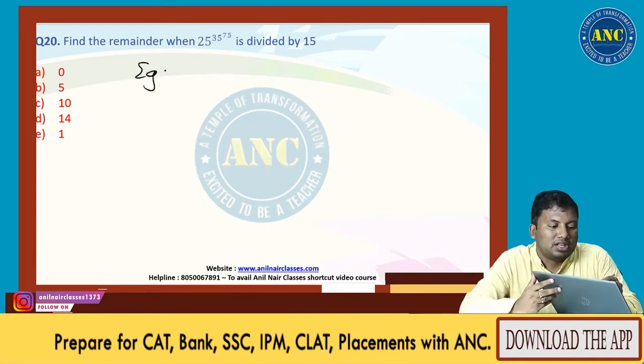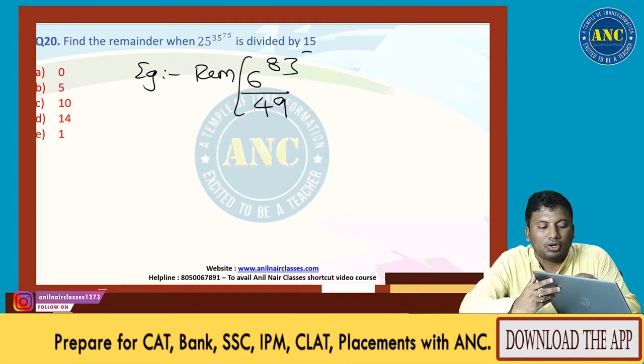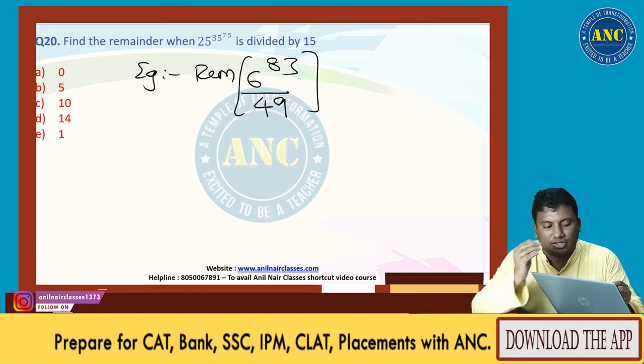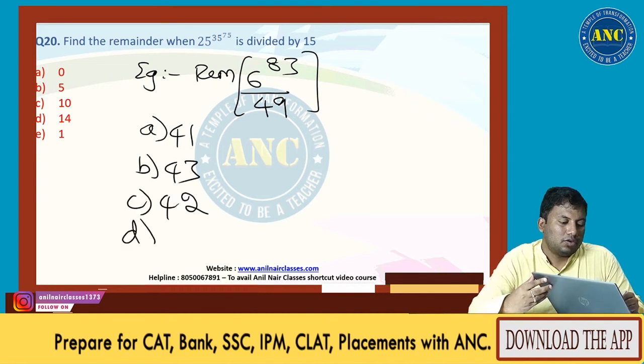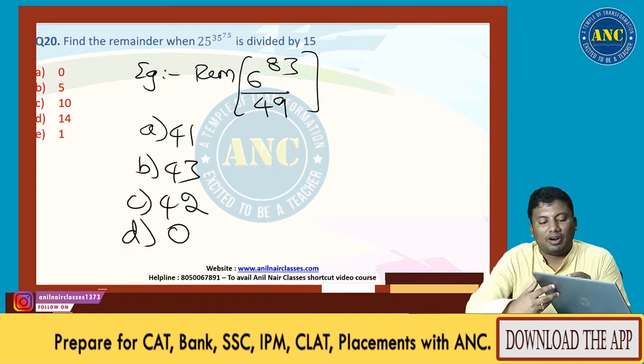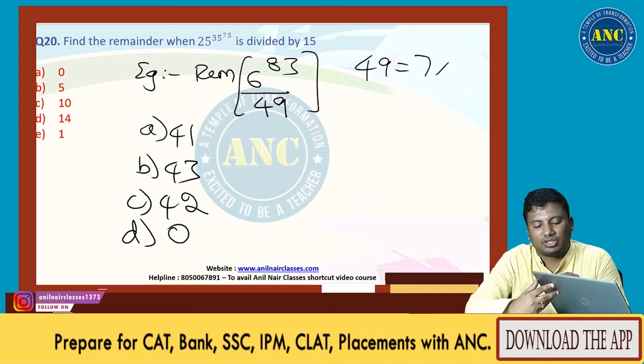Another example. Some of the tough questions you can eliminate a few. It is like a digital sum. It will help you eliminate a few answer options. 41, 43, 42, 0. 49 is nothing but 7 into 7.